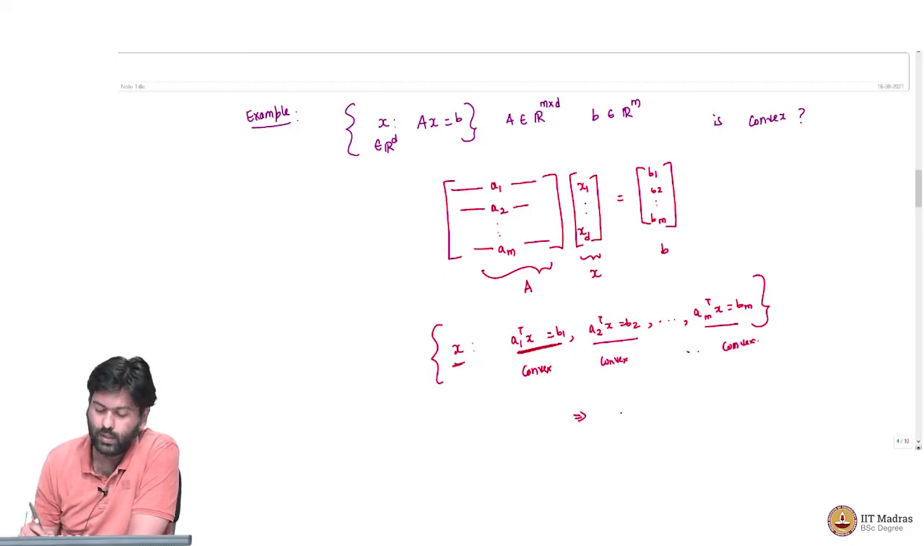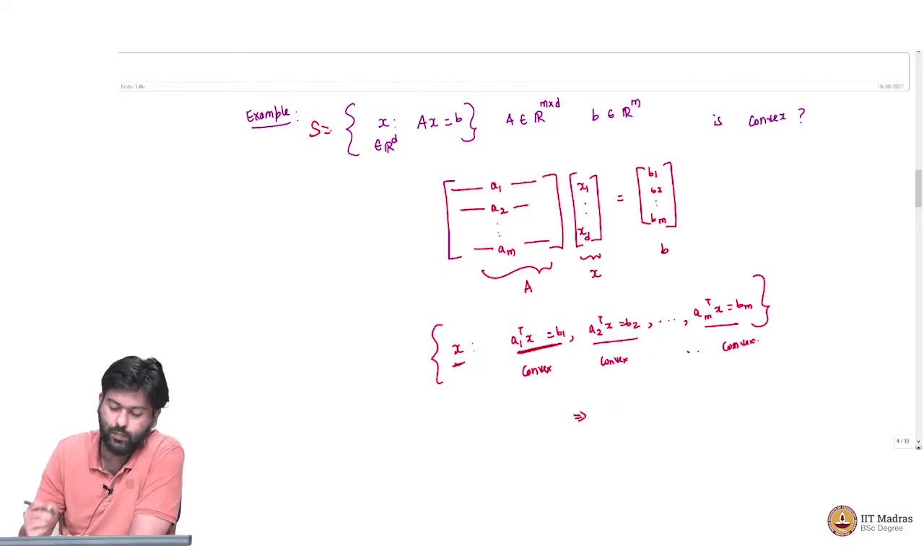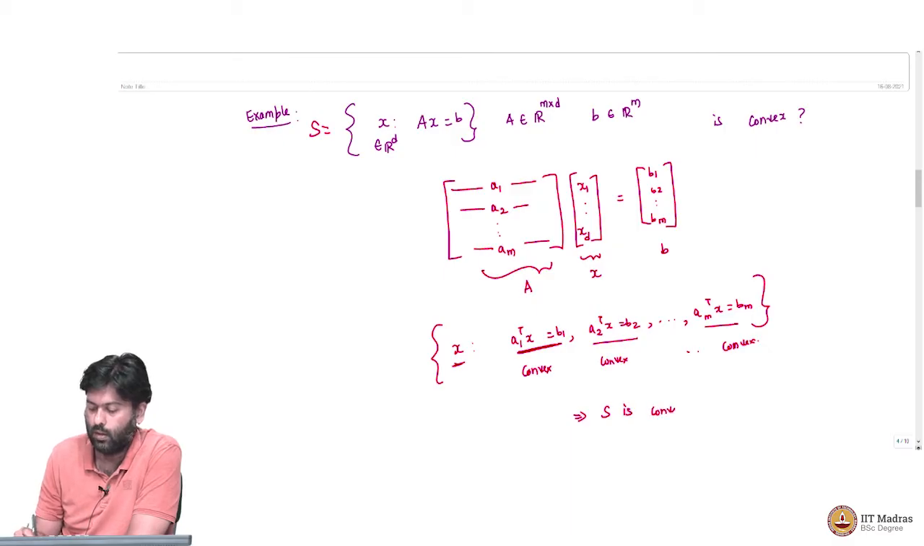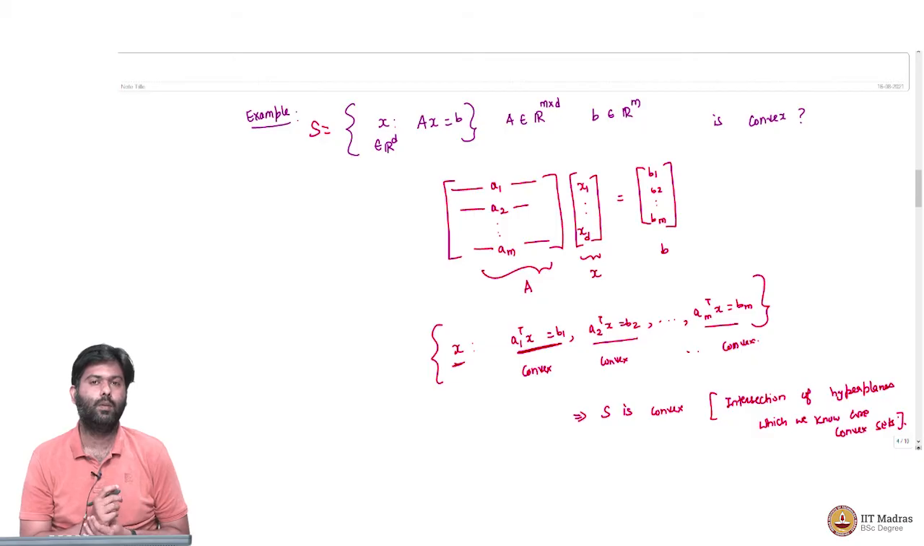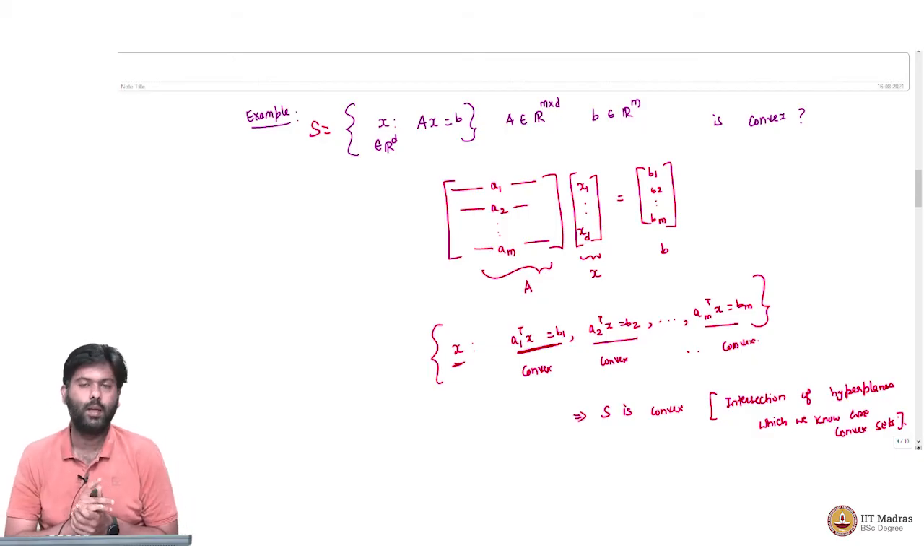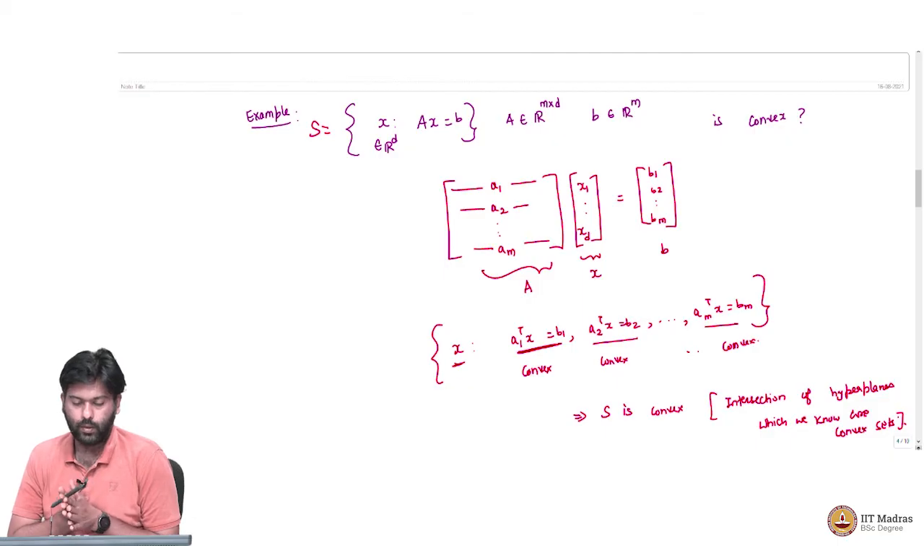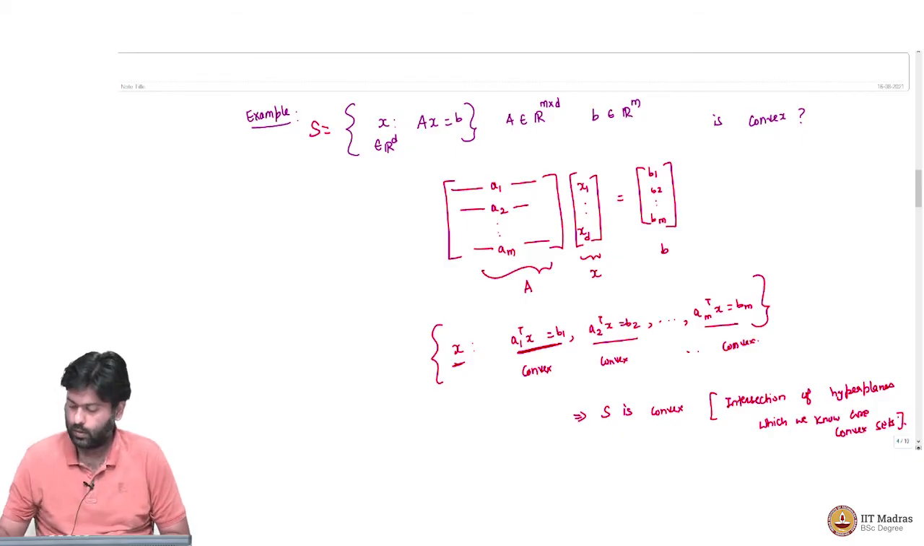So, which implies the set A, let me call this S, right. So, S is convex, this is just an intersection of hyperplanes which we know are convex sets, right. So, it is a simple proof. You can also go over the actual definition, you would get the same thing, right. So, yeah, good. It is good to know that solutions to linear systems of equations are actually convex sets. Fine. Let us move on.